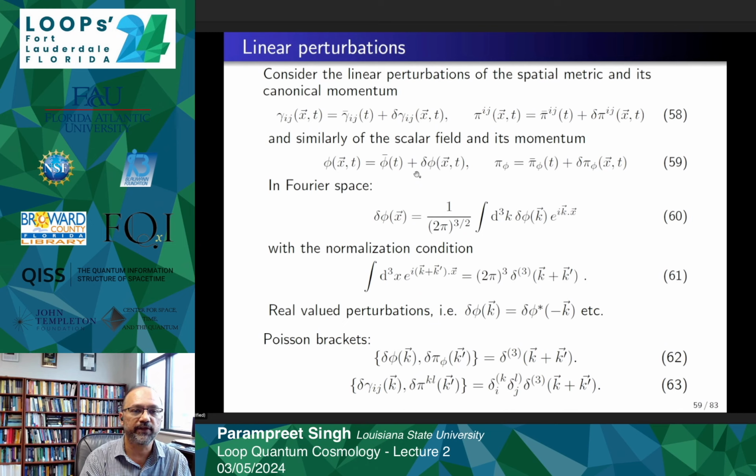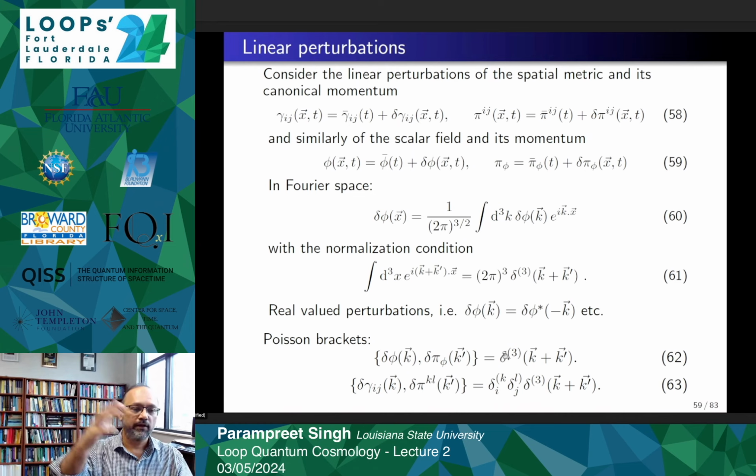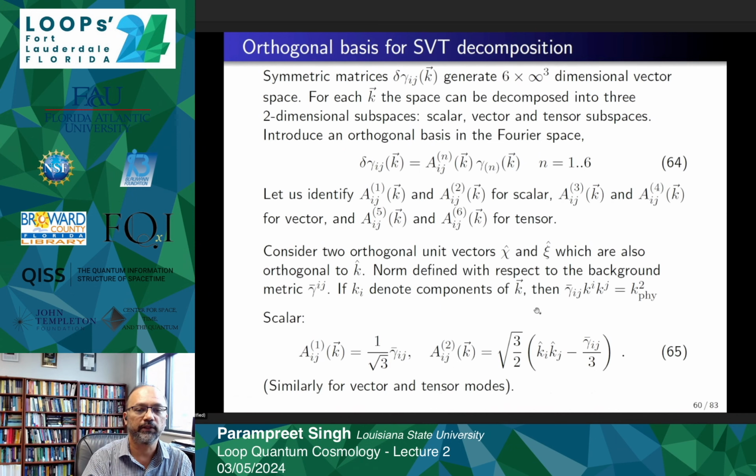To do the linear perturbations, we consider linear perturbations of the spatial metric and its canonical momentum in this particular form: gamma ij as gamma bar ij plus delta gamma ij, pi ij as pi bar ij plus delta pi ij, and similarly for phi and pi phi. We go to Fourier space and we keep in mind our normalization conditions and the reality of these perturbations. Then in the Fourier space, the Poisson brackets look like this. I'm going extremely fast, but you can look at the slides later on. If you want to relate the Langlois paper with, let us say, what the Ashtekar, Agullo, Nelson paper was, these slides will be very useful to make a map from one to another.